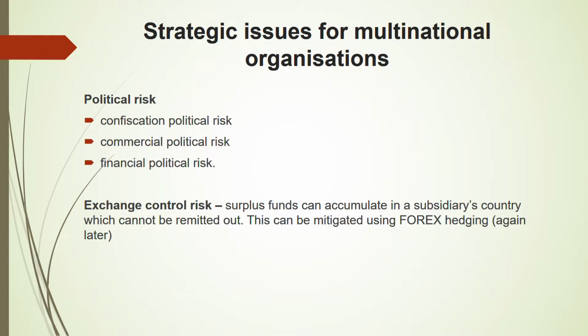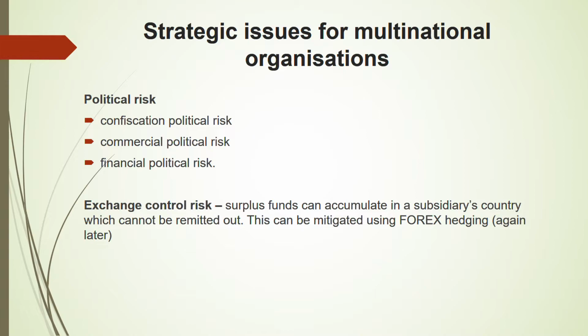So surplus funds can accumulate in a subsidiary country which cannot be remitted out. Maybe you cannot remit out at all. Maybe only a certain percentage you can remit and a certain portion you cannot. So this is the way they are putting a control over remittance. But this can be mitigated using forex hedging. We'll see hedging and all later. But through hedging and all, you can minimize this risk.